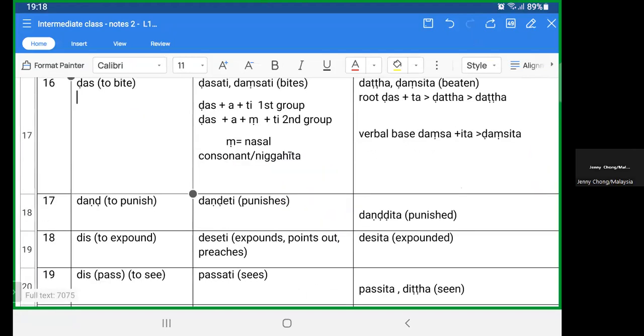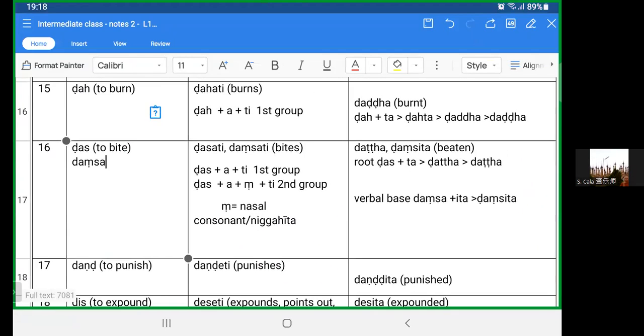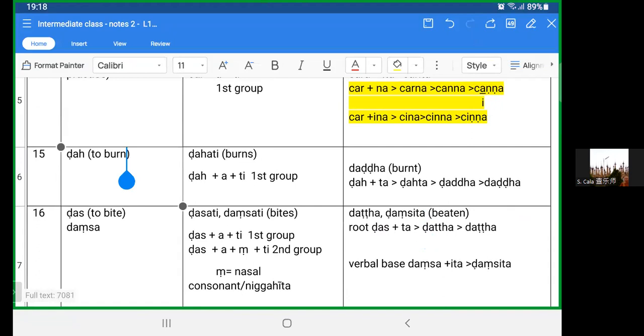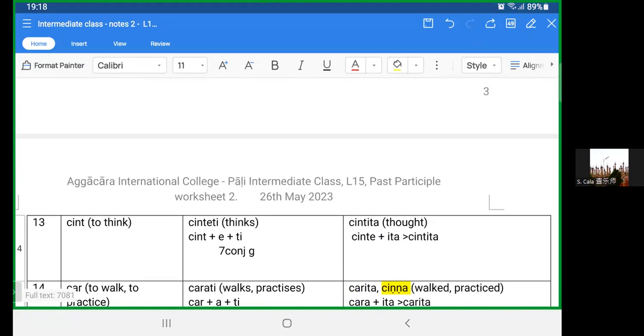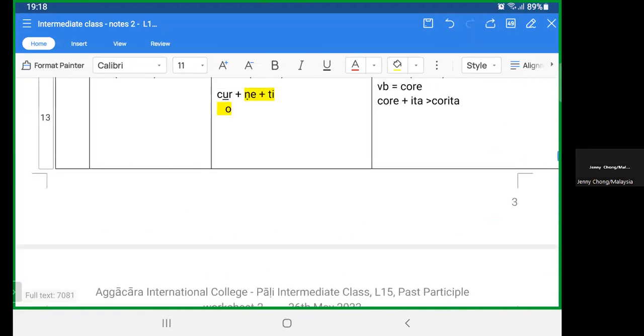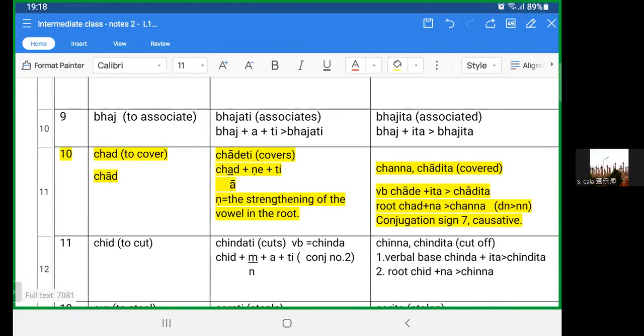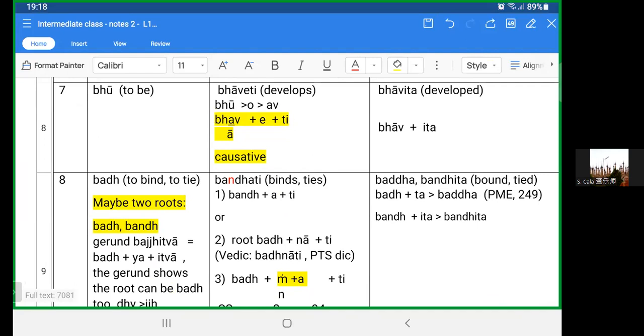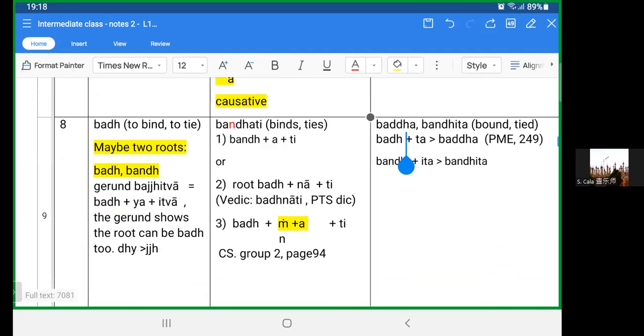So in this case, it explains why you get datta and damsita. Sometimes you only get one root, and sometimes you get two roots. Like above here, for example, chat and chart. Two roots are also possible. And maybe this one, you say this but or ban, because you have but and ban here. So all of these can have two roots.